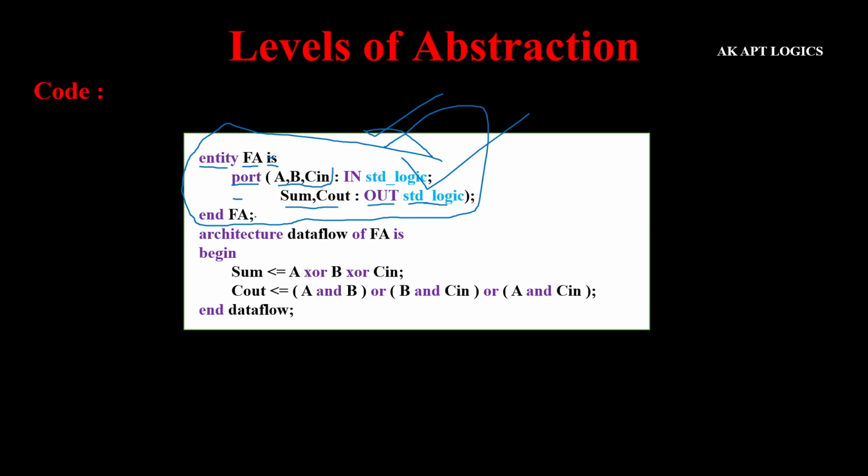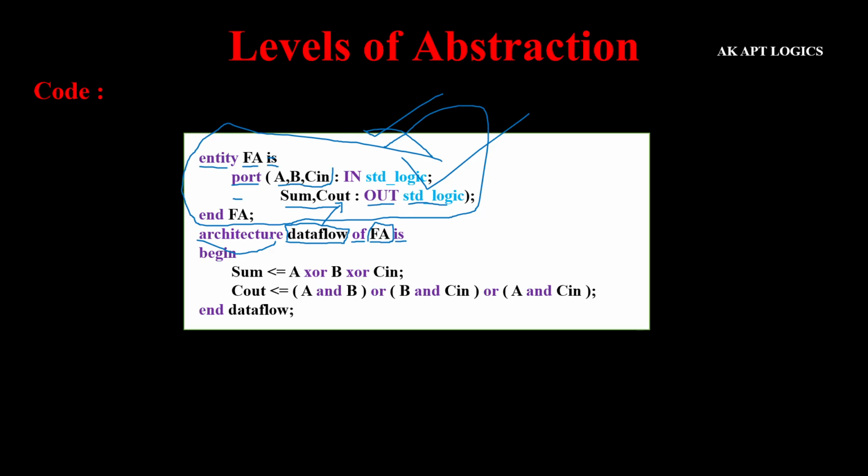And coming to architecture, we are going to take the architecture and specify a name for it. That is, I am going to use dataflow. Why? Because I am going to write the code in the dataflow model, so it will be meaningful whenever any person who doesn't know about coding sees this name, they can know that this is the style of the dataflow model. And then I am using the entity name, which I have given above, that is FA, and then I'm using the is.